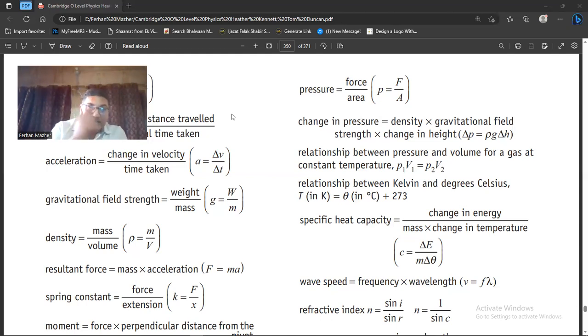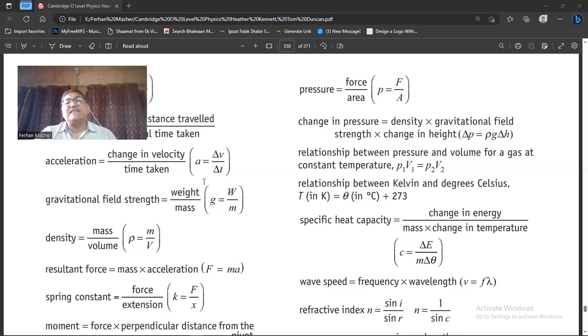But the condition is that the temperature of the gas will remain constant and the mass of the gas will also remain constant. Relationship between Kelvin and degree Celsius: T in Kelvin is equal to theta in degree centigrade plus 273. Remember this formula. Kelvin equals whatever the temperature is in degree centigrade, just add 273 to it.